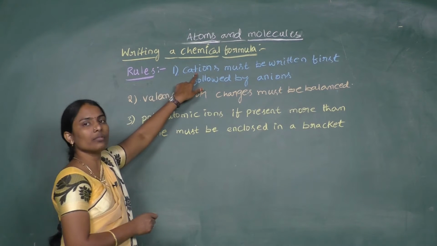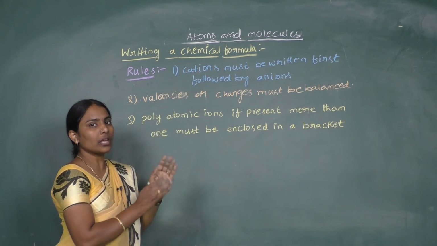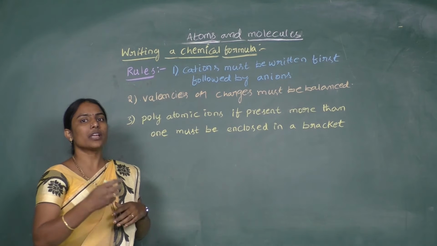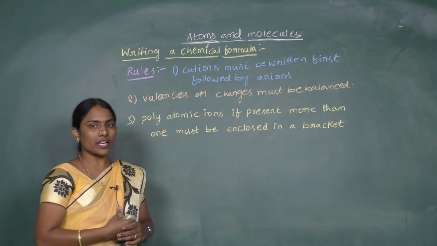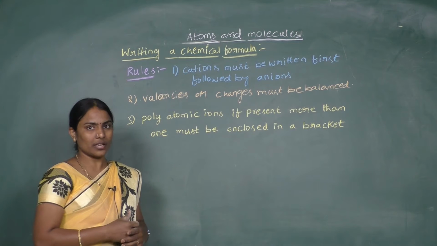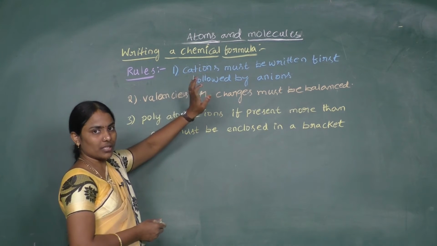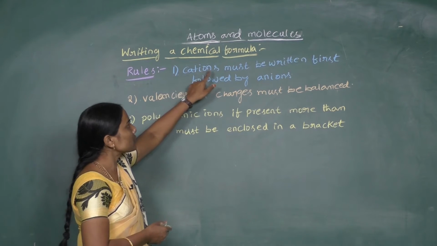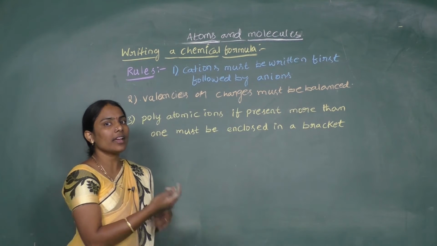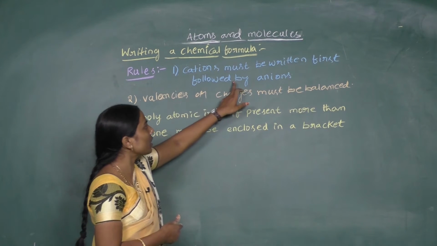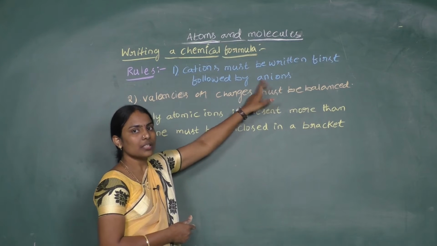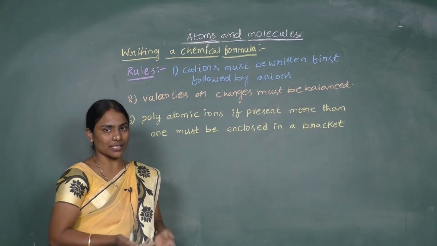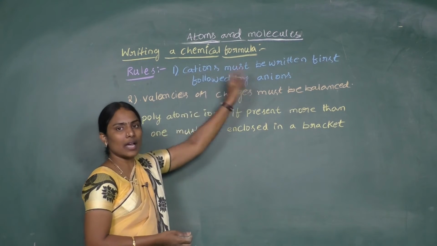The first rule we need to follow is, among all the given atoms, you need to sort them out into those which are positive in charge and those which are negative in charge. The positively charged ions we call cations, and the negatively charged ions are called anions. So first you should write the positively charged ions, and then the negatively charged ions; in the sense, first cations and then anions.